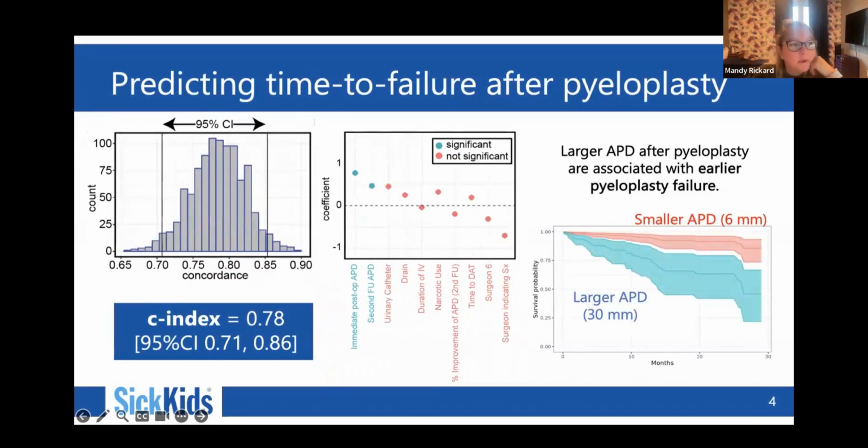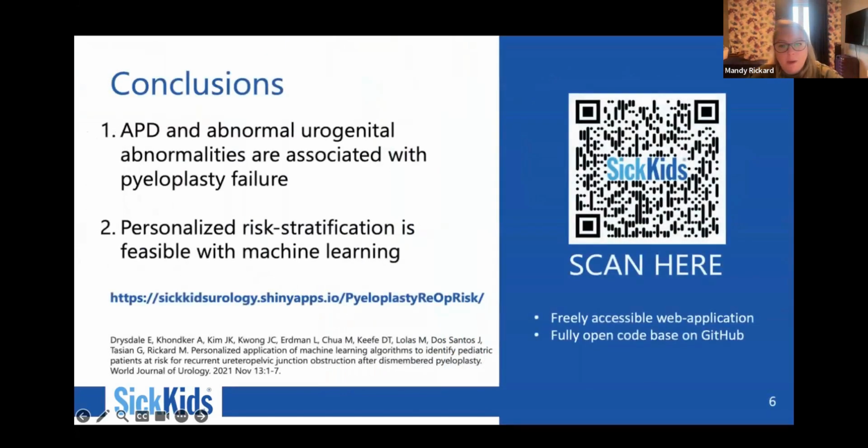And in addition to predicting which patients are going to fail, we can also predict when this is going to happen. This model is able to predict time-to-event outcomes, which is demonstrated by the diagram in the bottom right. And this is very unique because you can put in your own patient variables by going to our website here. This offers personalized risk stratification for all of your pyeloplasty patients, and it provides them an individualized risk assessment score that can be used to help guide some of this clinical decision-making.